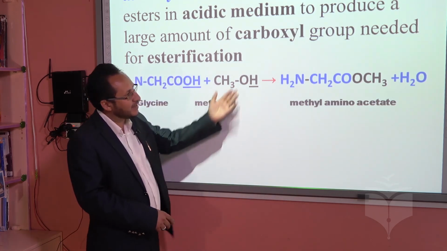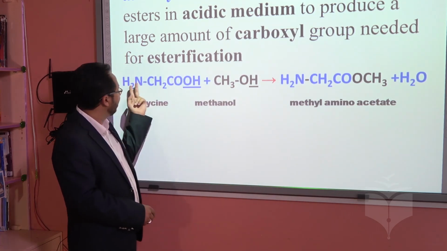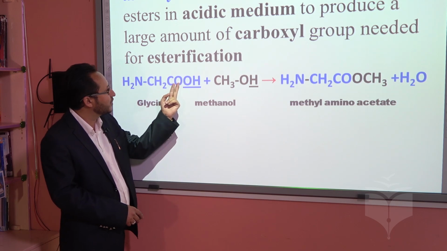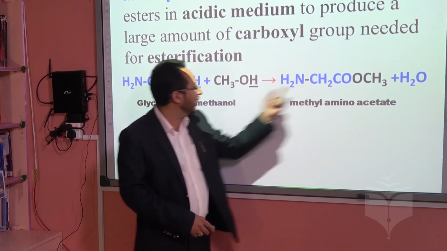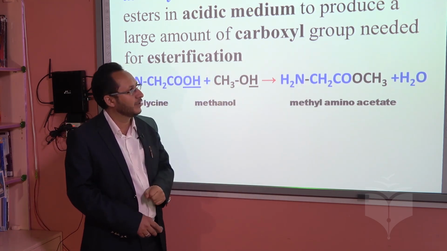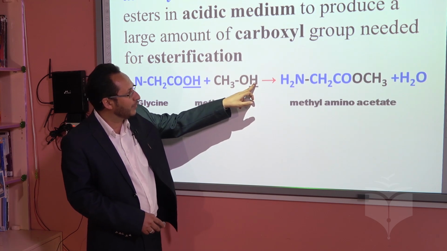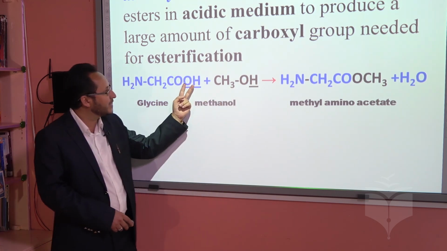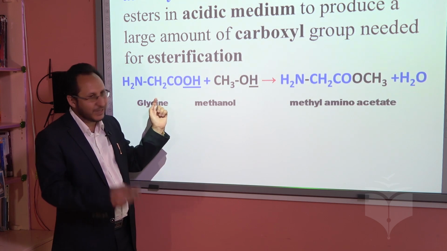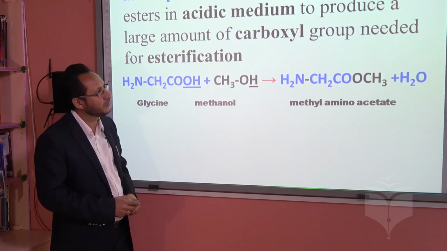This is in an acidic medium. So what is the remaining? It is NH2CH2CO, and here we have OCH3. So from the alcohol you have to remove H, and from the acid you have to remove OH and join the rest of the compound.